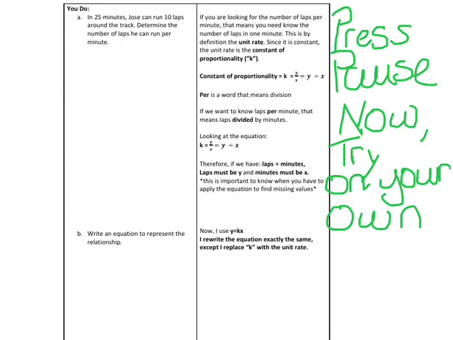Please press pause now. Try this on your own at a voice level 1 with a partner next to you. Then check back to check your answer. Again, please press pause now.